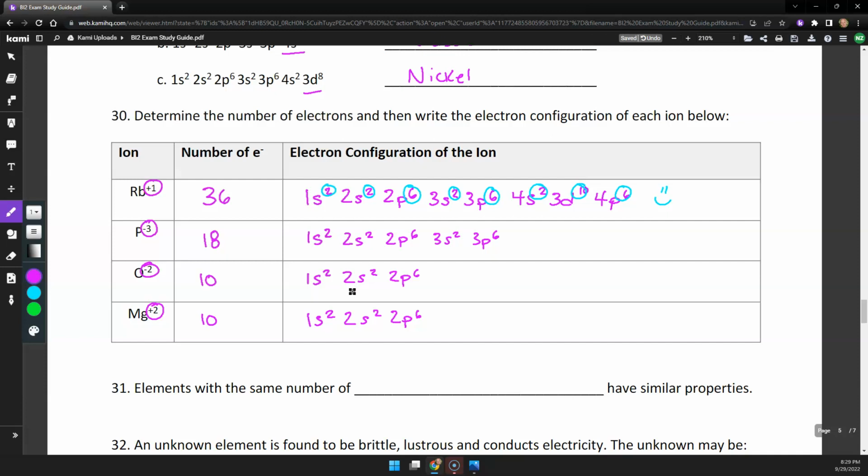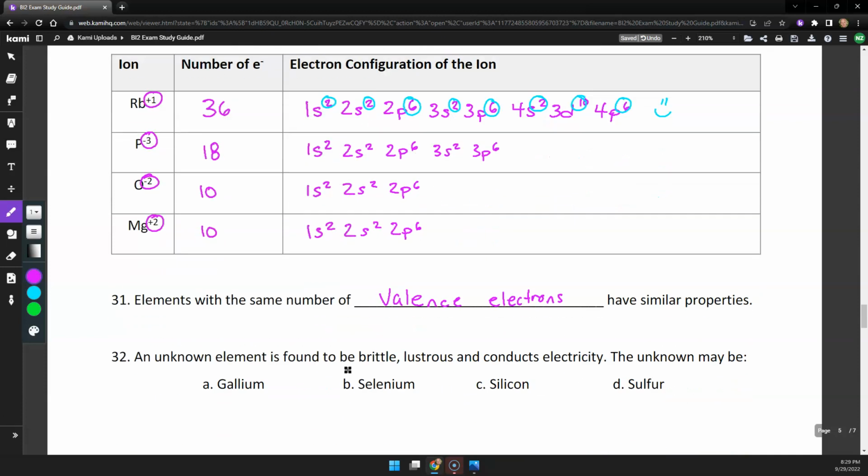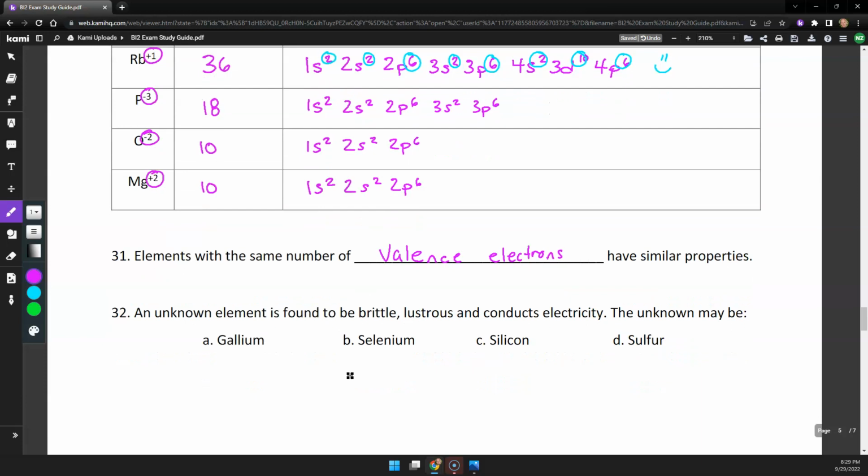Okay, elements with the same number of valence electrons have similar properties. An element is found to be brittle, lustrous, and conducts electricity. The unknown may be, well, brittle, this is a nonmetal property. Lustrous is a metal property. Conducts electricity is a metal property. So we have properties of both metals and nonmetals. Gallium, Ga, is a metal. Can't be gallium. Selenium, Se, on the periodic table, is a nonmetal. Can't be selenium. Silicon is a metalloid that has properties of both. And then sulfur, S, is a nonmetal, so it can't be sulfur. So just to check, silicon is the correct answer here.